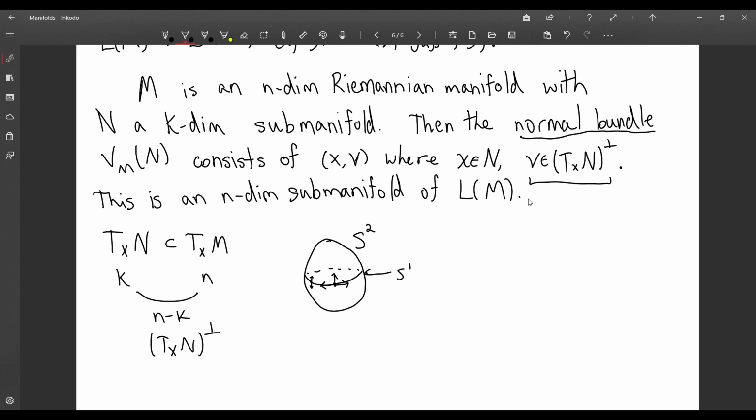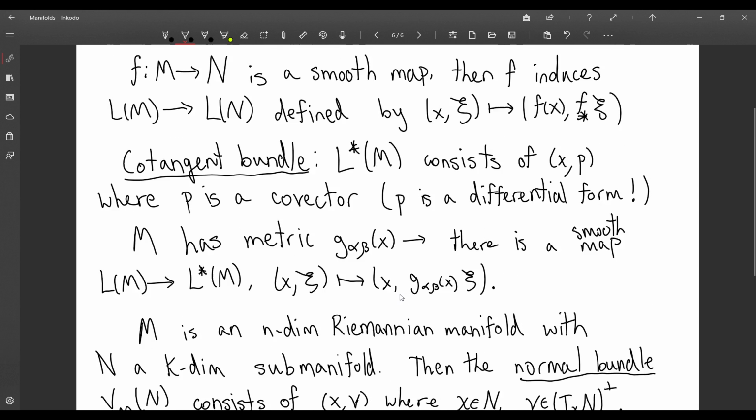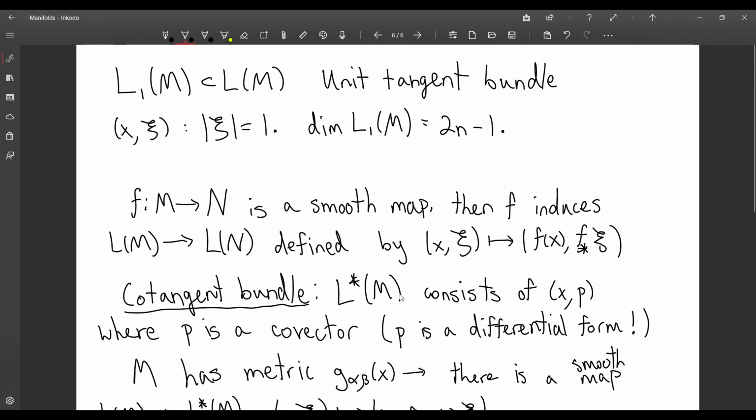And this is n-dimensional, right? Because for x, you're choosing x in N, so you have k dimensions, and then you're choosing v in the tangent space, which has n minus k dimensions. And so that gives you n dimensions in total. So hopefully this little picture makes sense, and hopefully these other definitions didn't need too many examples.